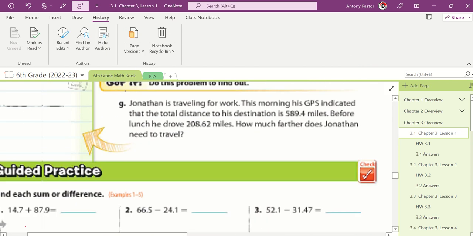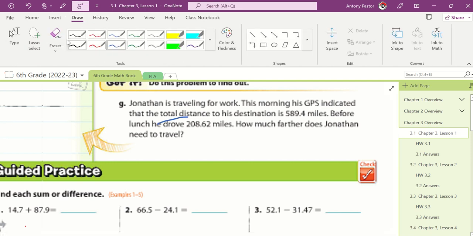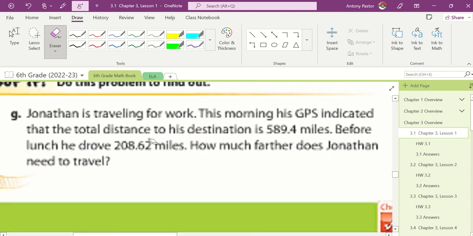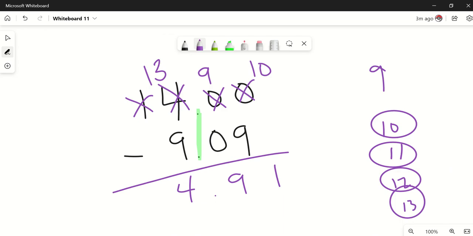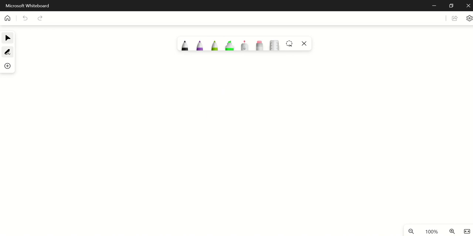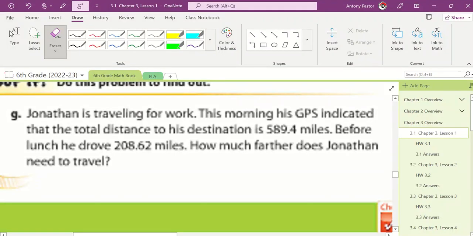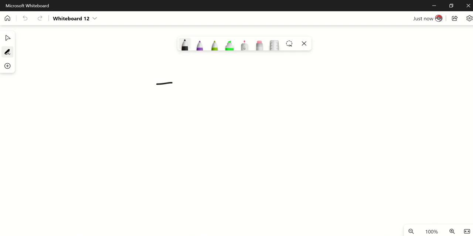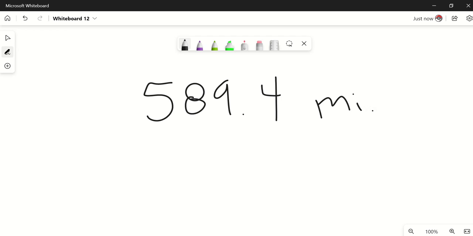Now let's do this one, and this will be our last one for this chapter. It won't let me maximize the screen because I had it on draw. Jonathan is traveling for work. This morning, his GPS indicated that the total distance to his destination is 589.4 miles. I'm going to go ahead and write this over here. We're going to start a new whiteboard. 589.4. And I'm going to put miles, because remember, this is a word problem, so our answer is more than likely going to end in miles.